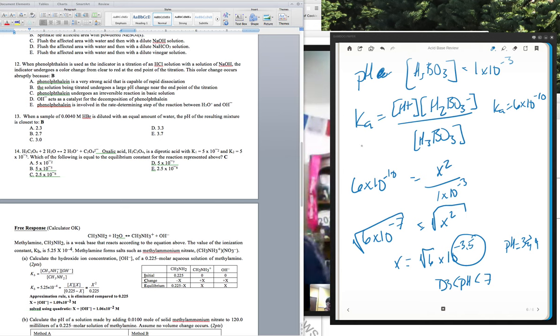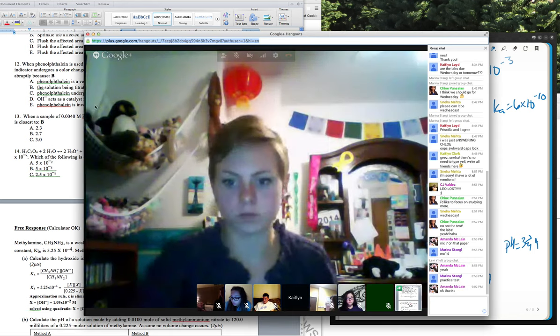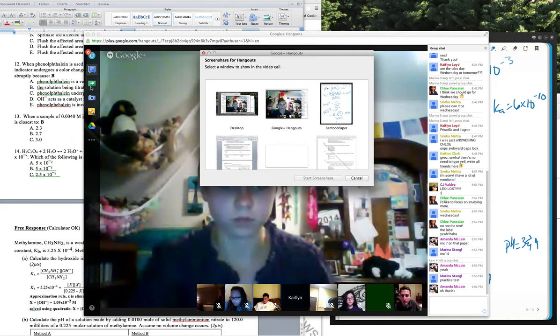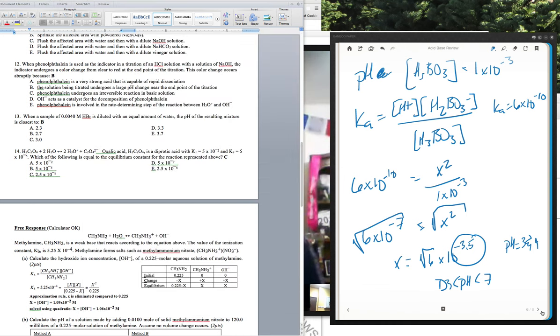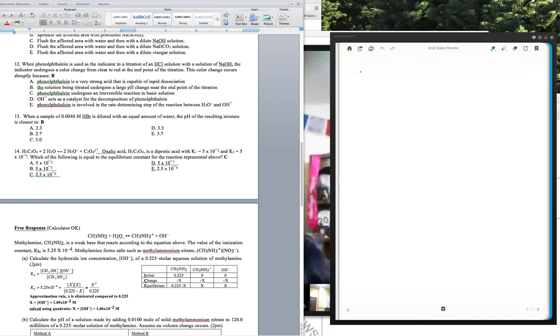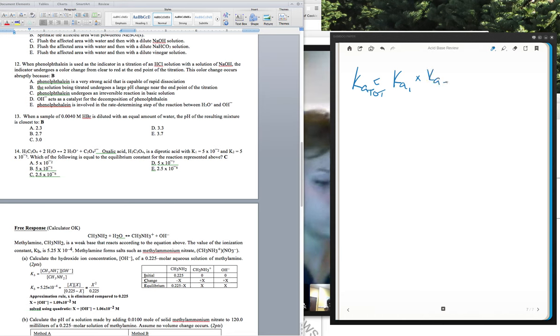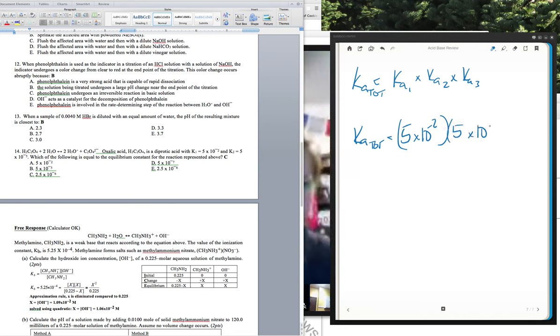Okay, so this one right here, what they did, because this is so much fun. Let me show it to you on the bamboo paper. Okay, so the K total, we'll say the Ka total is equal to Ka1 times Ka2 times Ka3, et cetera. So they want to know what the Ka total is going to be if your Ka1 is 5 times 10 to the negative 2, times 5 times 10 to the negative 5.